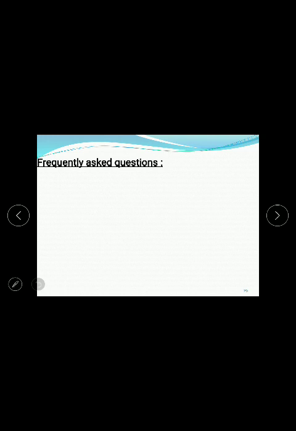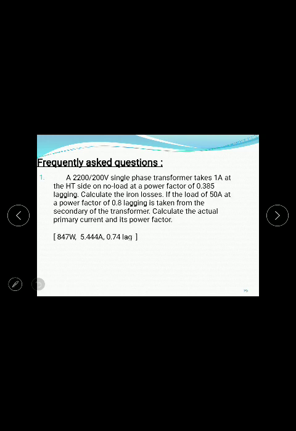The frequently asked questions are these. A 2200 volts to 2200 by 200 volts single phase transformer takes 1 amp on the HT side at no load at a power factor of 0.385 lagging. Calculate the iron losses if a load of 50 amps at a power factor of 0.8 lagging is taken from the secondary of the transformer. Calculate the actual primary current and its power factor. These are the example problems.